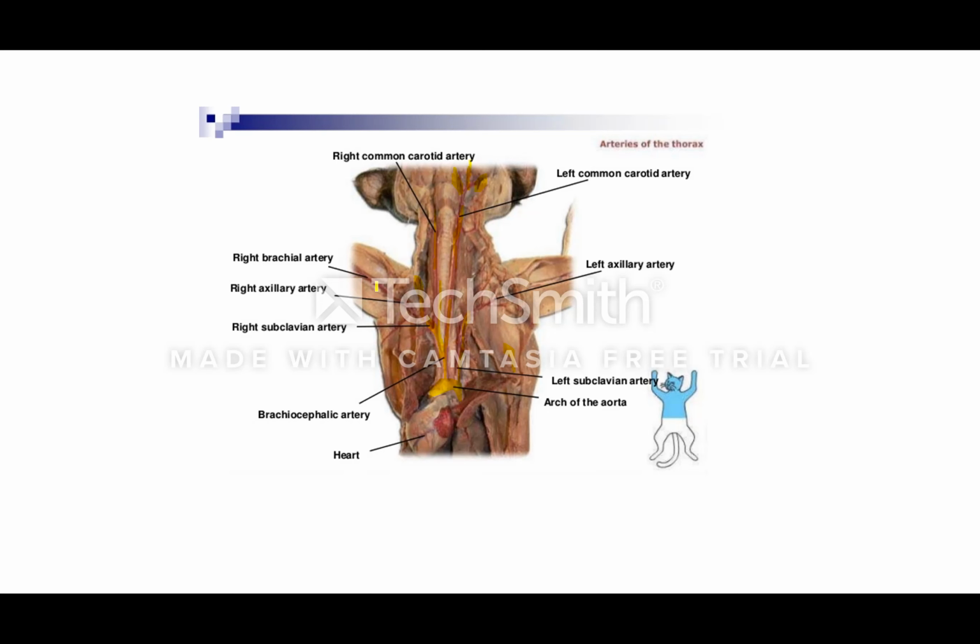And then it turns into the brachial artery once we have the subscapular artery, which is not labeled here and is not really well seen. But somewhere in here, we would see the subscapular artery. Over here, we see the left axillary artery. And let's keep going.